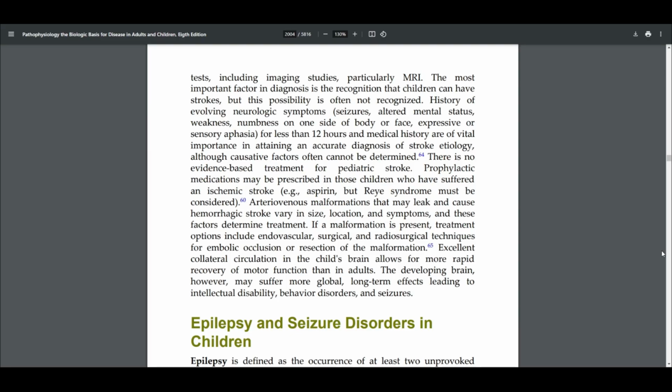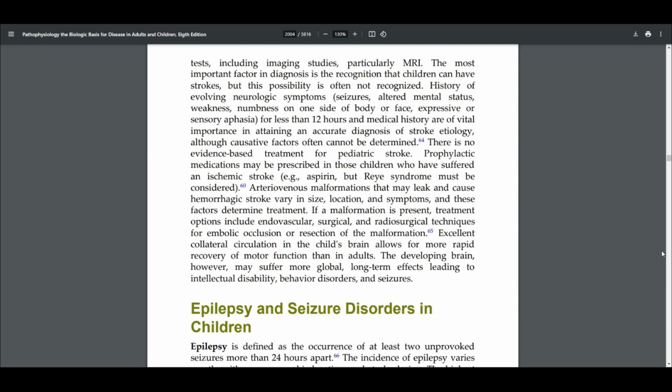The most important factor in diagnosis is the recognition that children can have strokes, but this possibility is often not recognized. History of evolving neurologic symptoms for less than 12 hours and medical history are of vital importance in obtaining an accurate diagnosis of stroke etiology, although causative factors often cannot be determined. There is no evidence-based treatment for pediatric stroke.